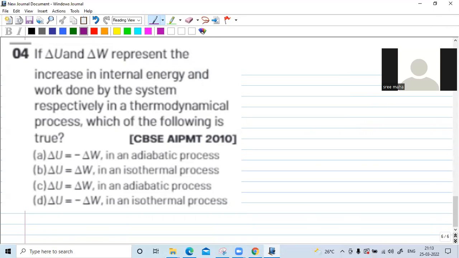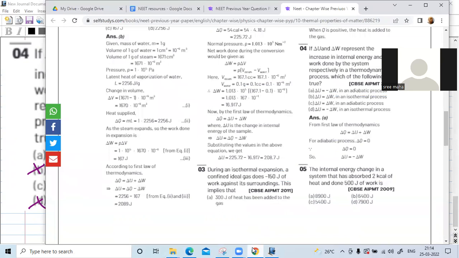First option, sir. Options B and D are wrong, because for isothermal, delta U is 0 and delta W need not be 0. And for adiabatic, delta Q is 0. So according to delta Q equal to delta U plus delta W, the first option should be correct. That is A only.